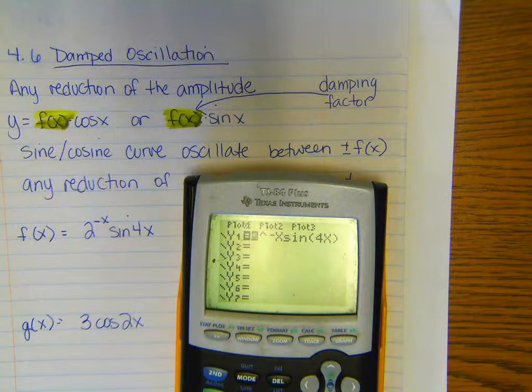2 to the negative x. What kind of function is that? Exponential, isn't it? Doesn't exponential growth or decay? Decay, why? 2 to the negative x. So, like something like this? Okay, let's graph it and see what happens.